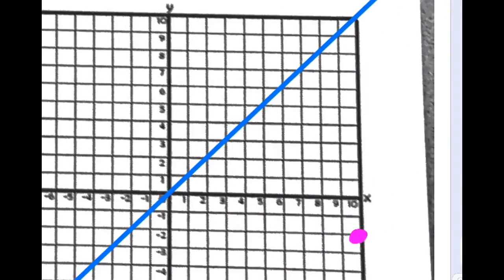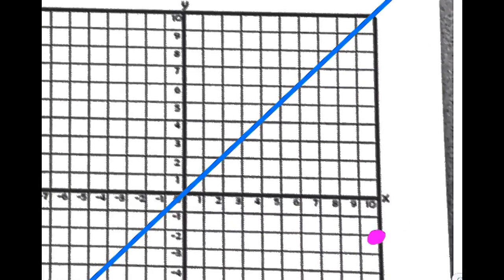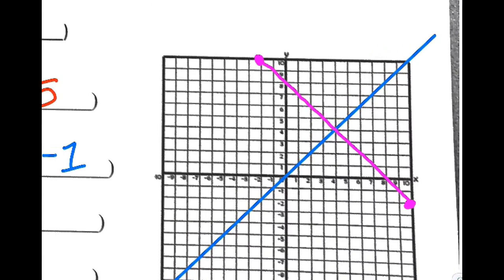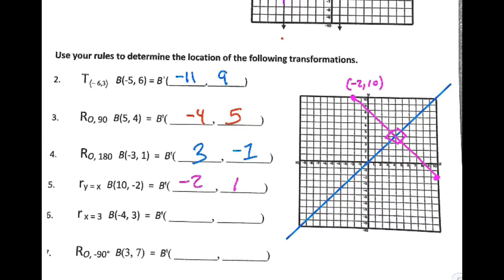You could, if you wanted to, count diagonals. 1, 2, 3, 4, 5, 6. 1, 2, 3, 4, 5, 6. Because remember, it has to meet perpendicularly. And that puts you at -2, 10. Well, if you look at -2, 10, what happened? You just swapped the coordinates. Instead of x, y, it's now y, x. And that's true with the rule y equals x.